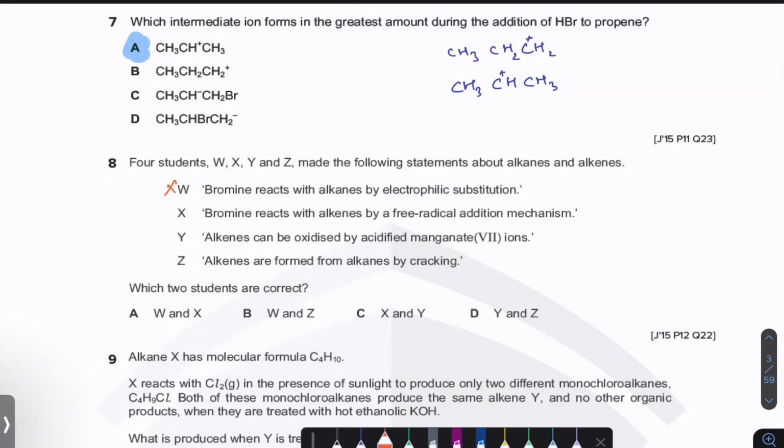Bromine reacts with alkenes by free radical substitution mechanism. Free radical addition is not a thing here. So this is wrong.